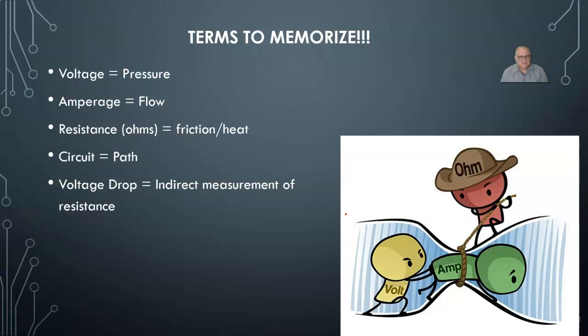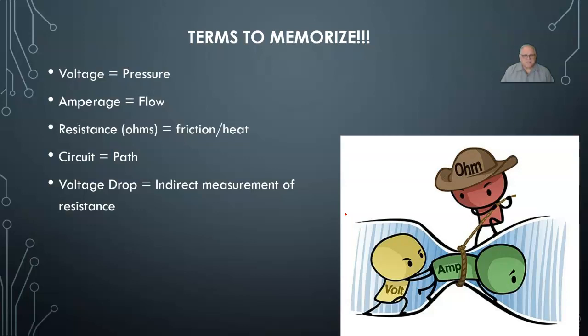The first one is voltage, and the term that I want you to memorize for that is electrical pressure. That's what's going to push the electron. The second one is amperage, which is the flow of electrons.